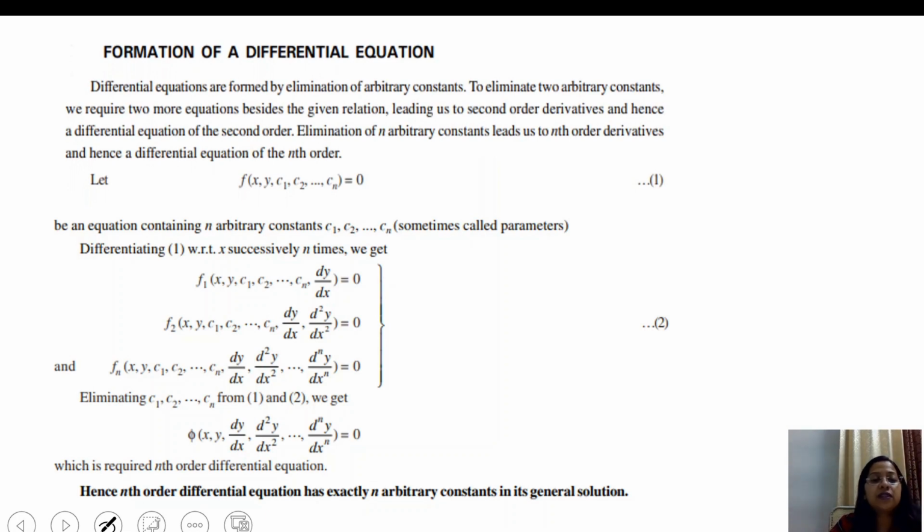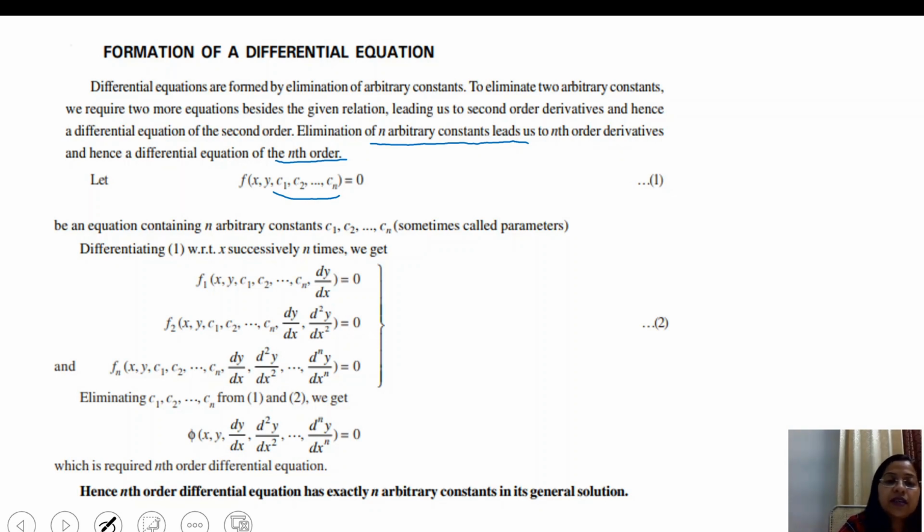Next, formation of a differential equation. How can we form a differential equation where the solution is given in terms of arbitrary constants, like c1, c2, c3 and so on up to cn? So by eliminating n arbitrary constants, we can form a differential equation of order n. This is the procedure.